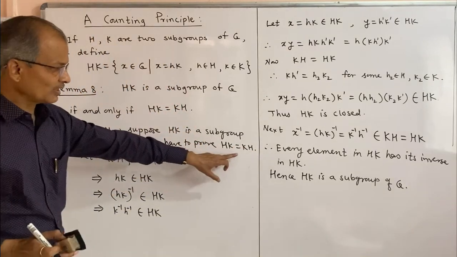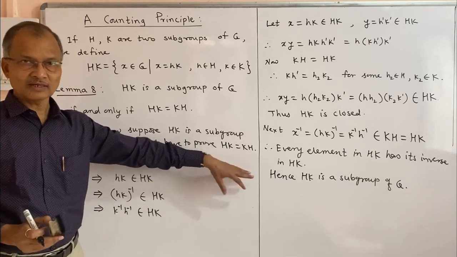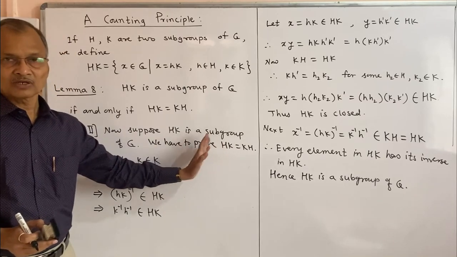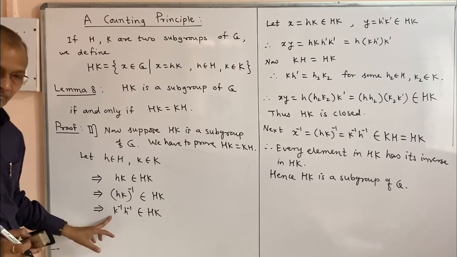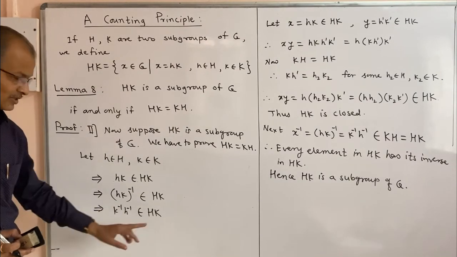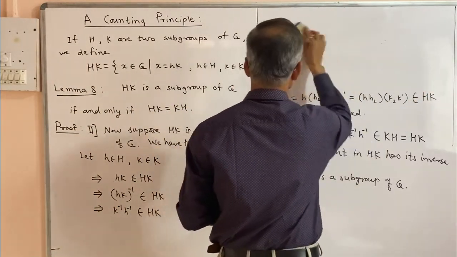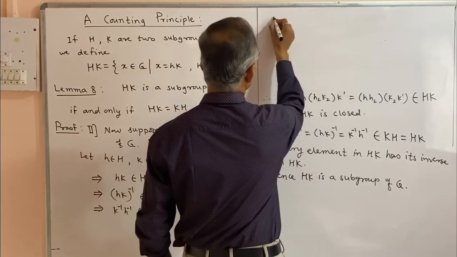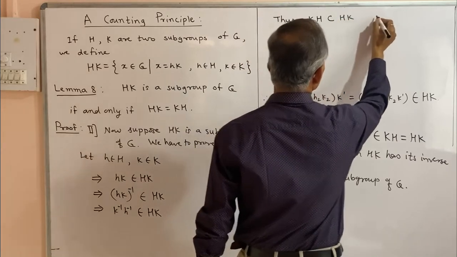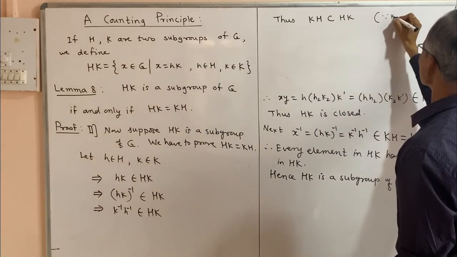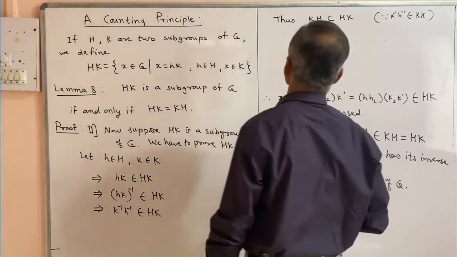For proving hk is equal to kh, we shall prove that hk is a subset of kh, and secondly kh is a subset of hk. If the two sets are subsets of each other, they are equal. So this is an element in KH and it is in HK. So KH is a subset of HK, since K inverse H inverse belongs to KH. An element in KH is in HK.